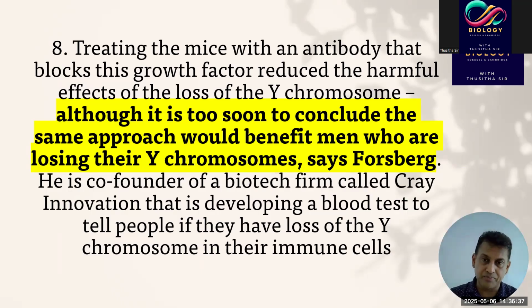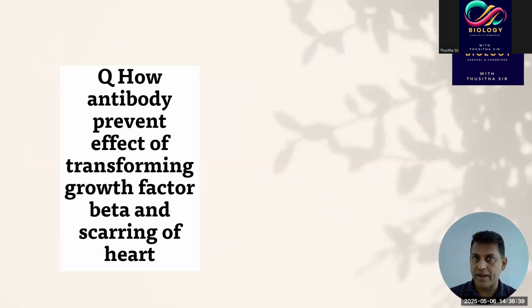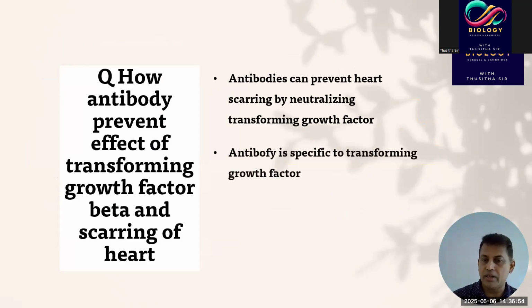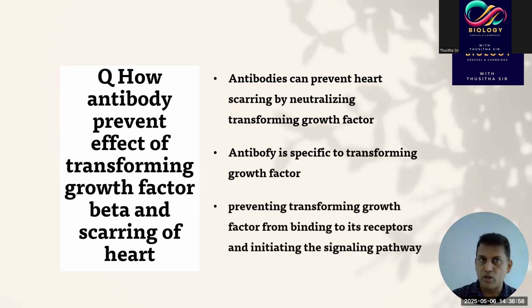First, we address how the antibody works, and it is Unit 4, immunity. You have learned antibodies can prevent heart scarring by neutralizing transforming growth factor. So antibodies specifically bind to TGF beta, and TGF beta is blocked. Then antibodies specific to transforming growth factor bind to TGF beta, and there is no more TGF beta, and no more scarring.